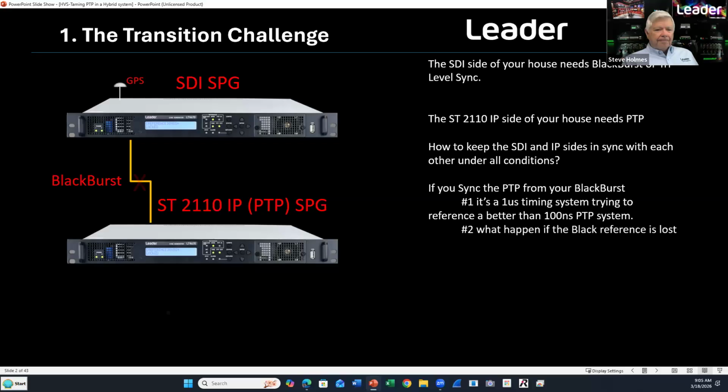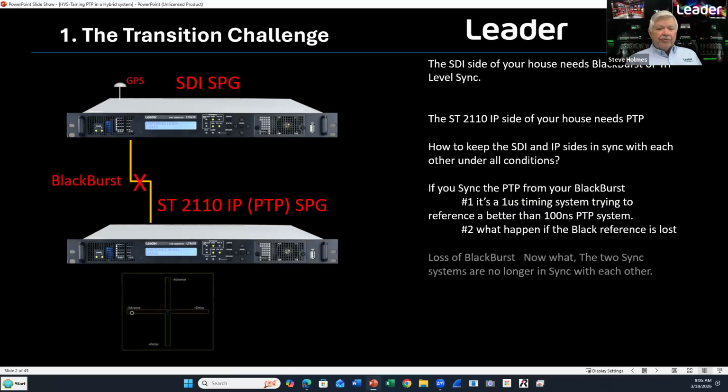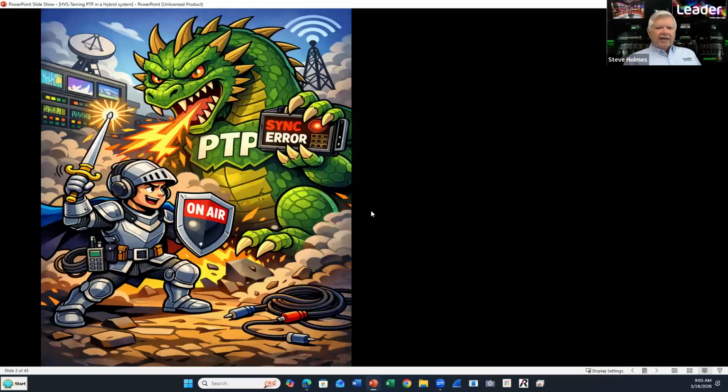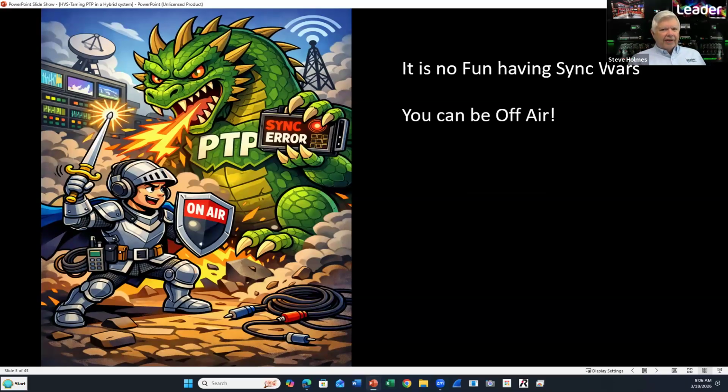The other issue is if something happens to that black burst link, you will now have an issue where the two systems are no longer in sync with each other. Most of us at one time or another have seen this very issue, where we've got unsynced sources and they're just flying by when we try to look at a timing display. It's not really the best way to do this. So we want to stay away from having sync wars. We do not want them. It can take you off air very quickly.